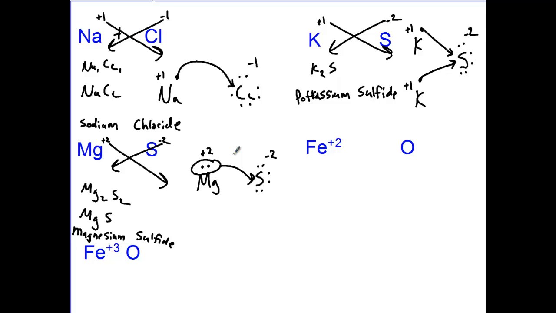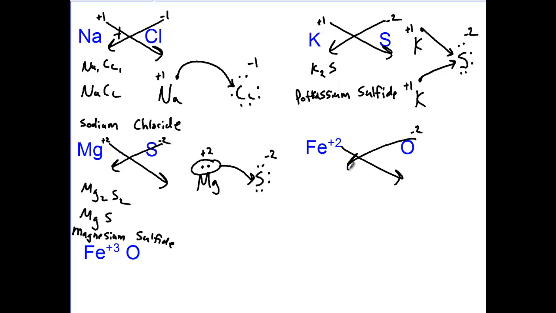All right, so let's look at what you do if you get one of the transition metals. Transition metals are those ones in groups 3 through 12. So transition metals, we definitely have to know what the charge is. So we got, this is iron 2. And then oxygen, because it's in group 16, is -2.